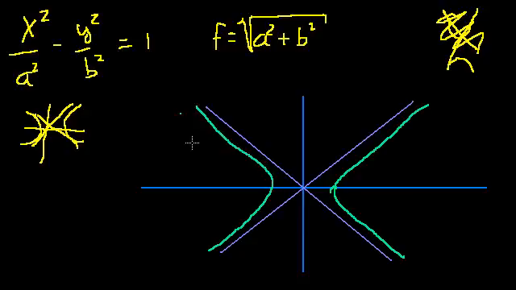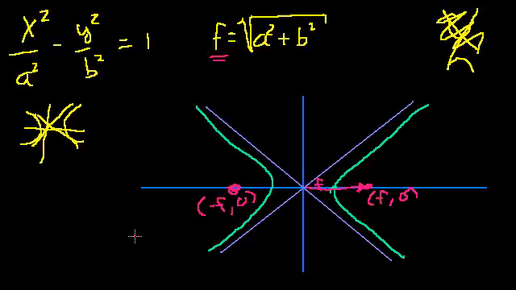We saw all of this in the previous video. It'll look something like that. And then the focus points are going to sit out here someplace, there and there. And the focal length, the square root of a squared plus b squared, is just this distance right here. That distance is the focal length. So this is going to be the point f comma 0, and this is going to be the point minus f comma 0.